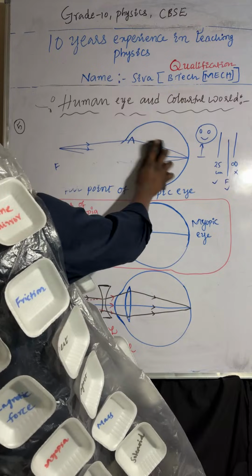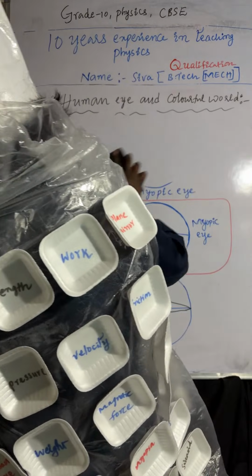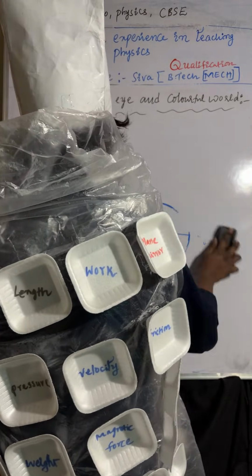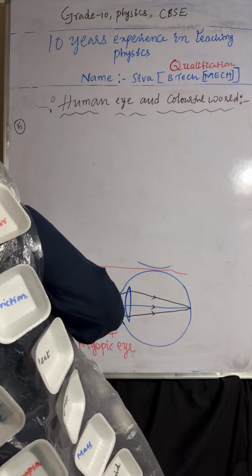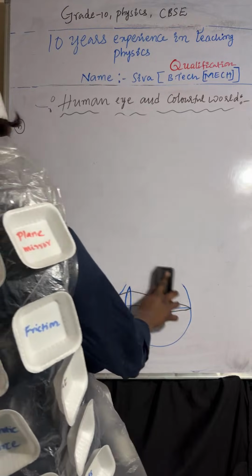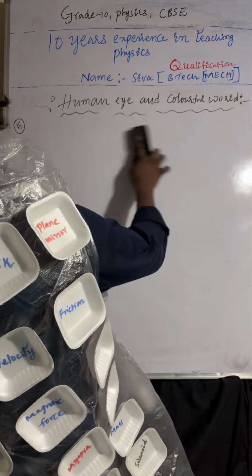So next one, we will discuss about hypermetropia. Hypermetropia. For a distance we can see, near distance we cannot see.